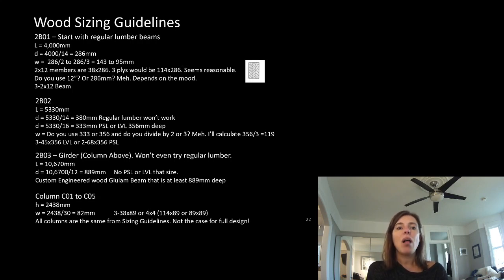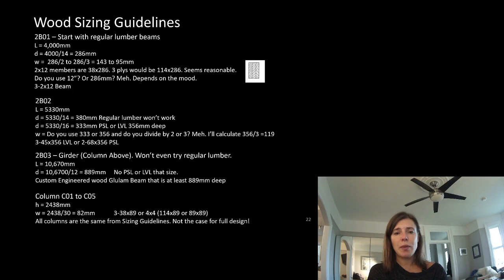We do know that there is an alternative that we might turn to if regular lumber doesn't work, and that was PSL and LVL. So the sizing guideline for engineered wood for the same job was 16. So that same length of 5.33 meters divided by 16 gives us 333 for PSL or LVL. We know that PSL and LVL both came in a 356 deep section. So now would we divide by 2 or 3? Again, yes, no, both, somewhere in between. So I took a look. I looked at it divided by 3, and I got 119. Well, 3 of the 45 by 356 LVLs, or 2 of the 68 by 356 PSLs seem like a really good choice. I wouldn't make you go that far with the PSLs and LVLs. I'd just get you to calculate the length.